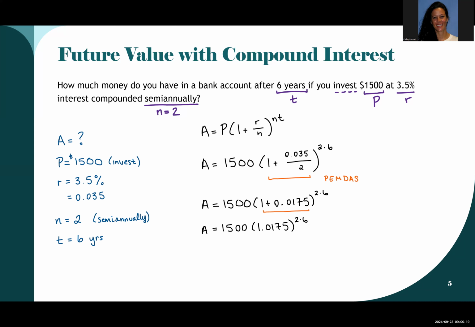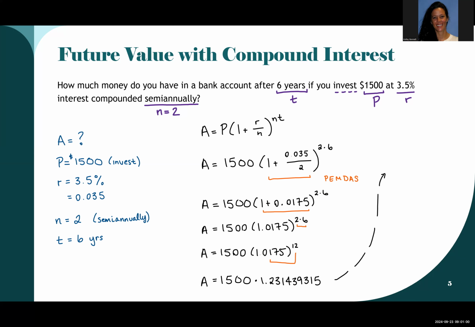Now that my parentheses are done, I can move into E, exponents, and I can take 2 times 6, and I'm going to get the exponent is 12. Now that I have that, I can apply my exponent to the base, 1.0175. And that's going to give me 1,500 times 1.231439315. For this unit in particular with finance, it's so crucial that we keep a long string of decimals until the very, very end. We're not going to round until we absolutely have to at the very end.